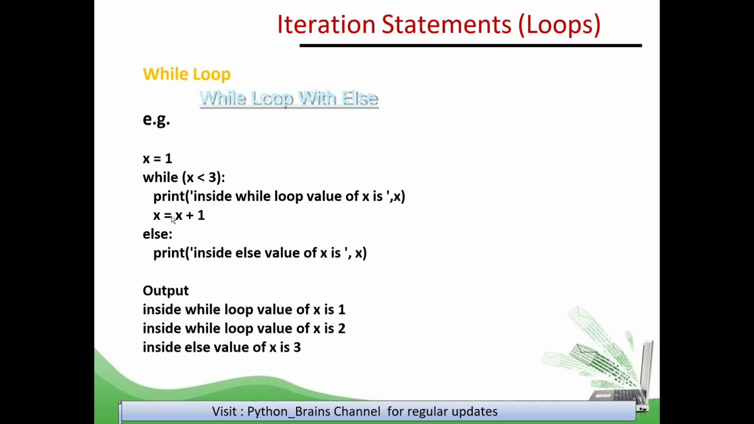Once the value of x is 3, the while condition is false. Then it moves to the else part and prints inside else: value of x is x. That means this is outside the while. So this is the concept of while loop with else.